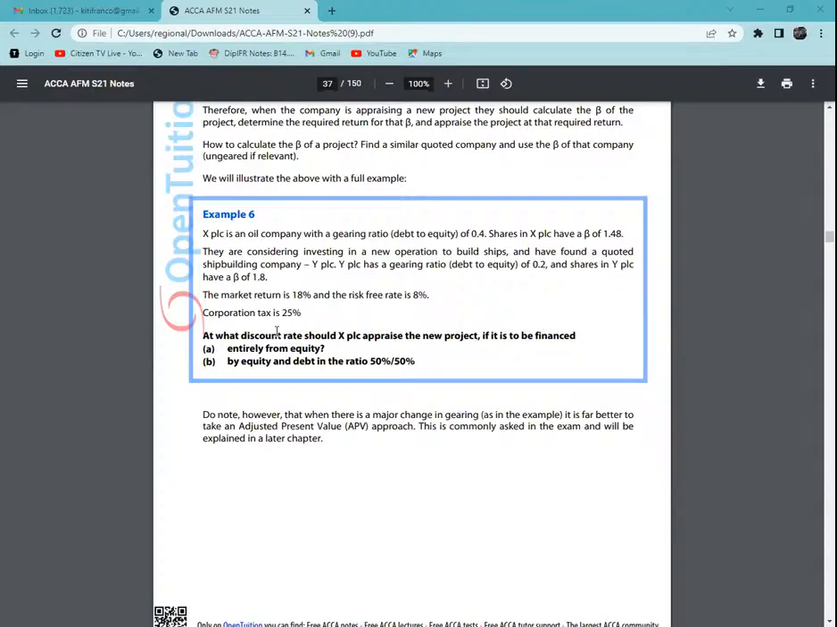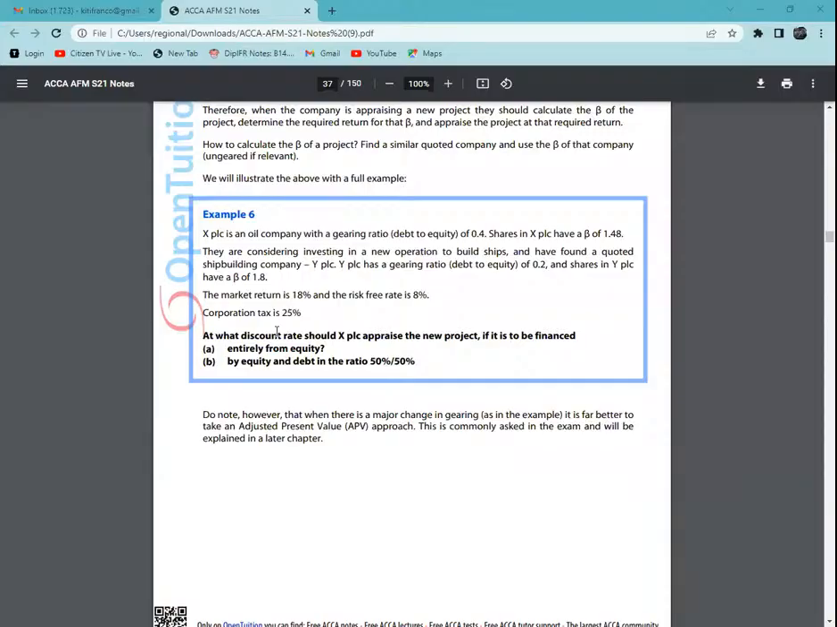Shares in XPLC have a beta of 1.48. They are considering investing in a new operation to build ships and have found a quoted shipbuilding company, YPLC. So YPLC has a gearing ratio of 0.2, and the shares in YPLC have a beta of 1.8.